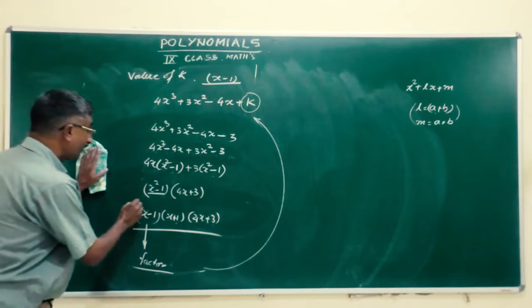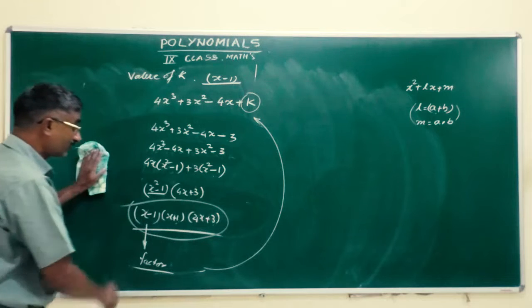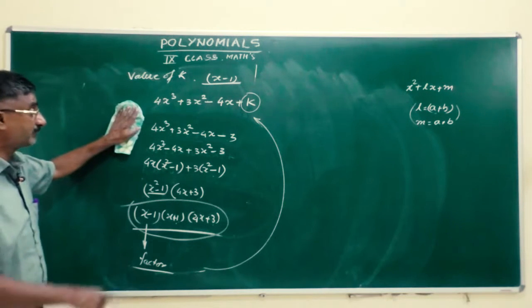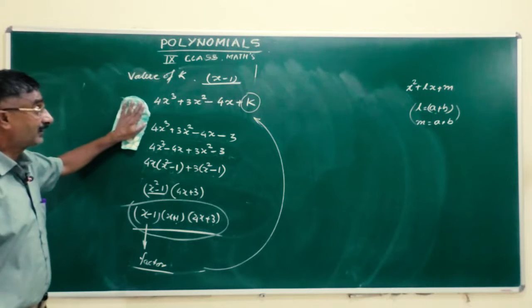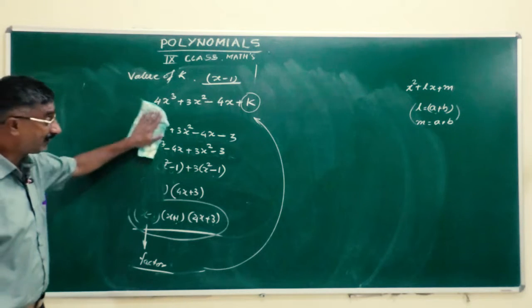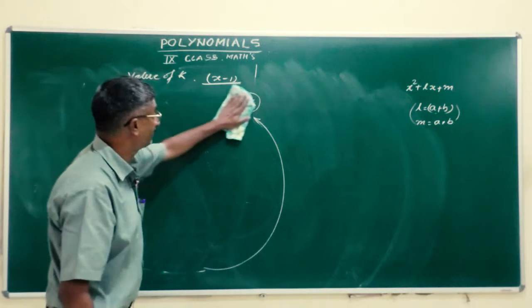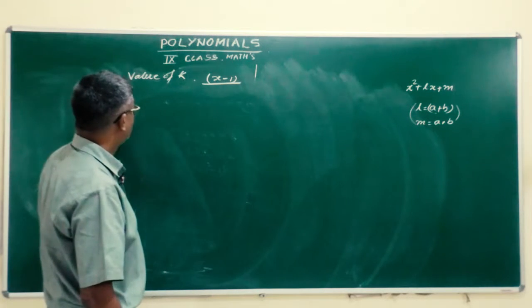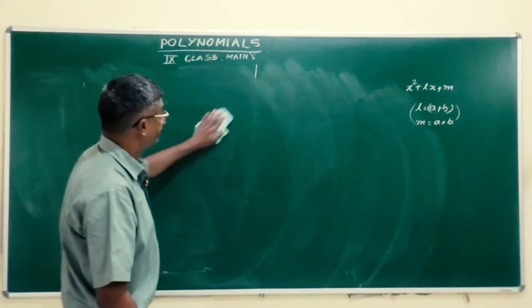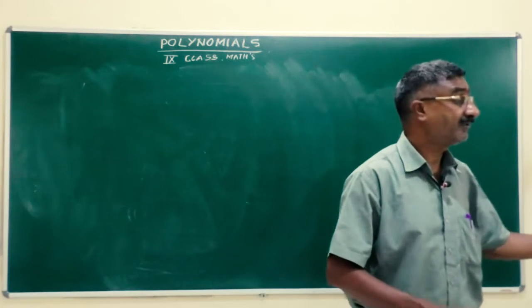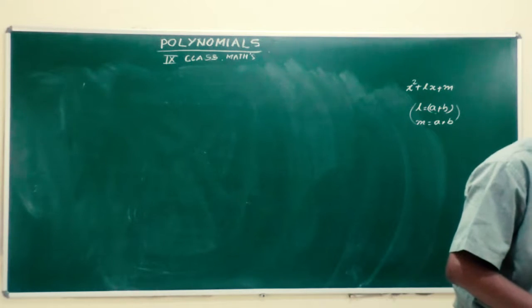So here we got the 3 values, but we are concerned with that much. I have just explained how the factor came. If k is equal to -3 is the answer, then this is how we can factorize these values. Clear? So here the example part is completed. Next we will start with this theorem.